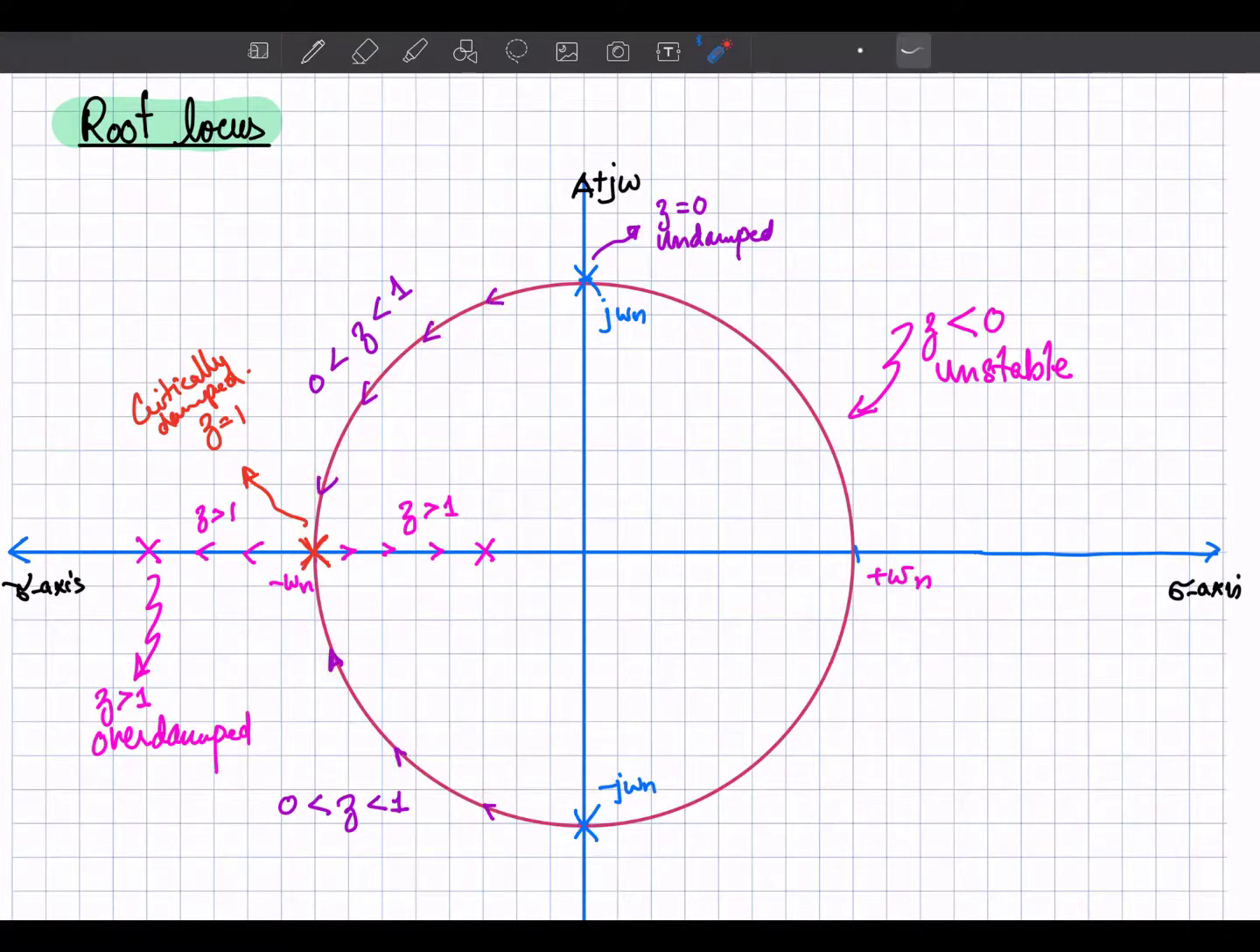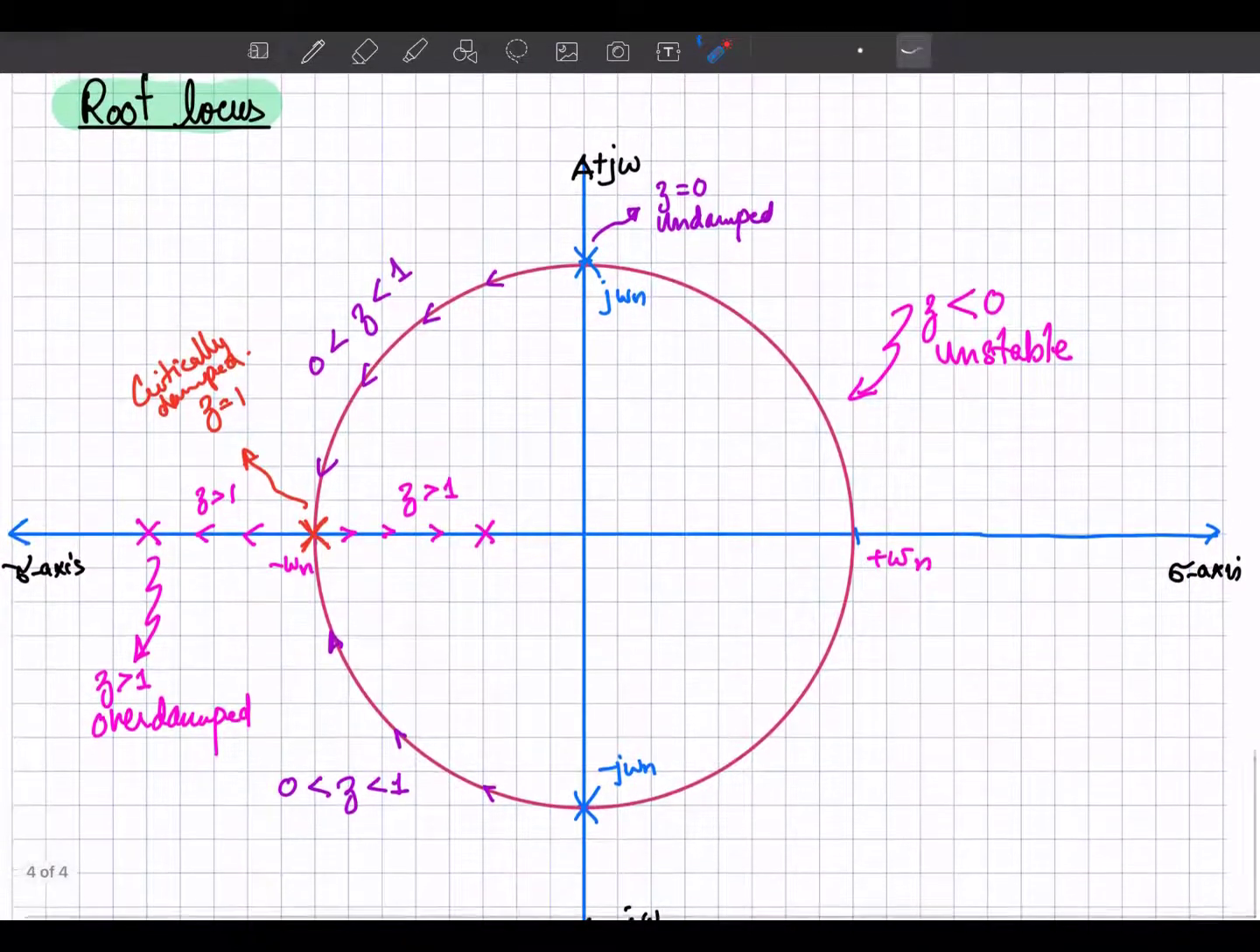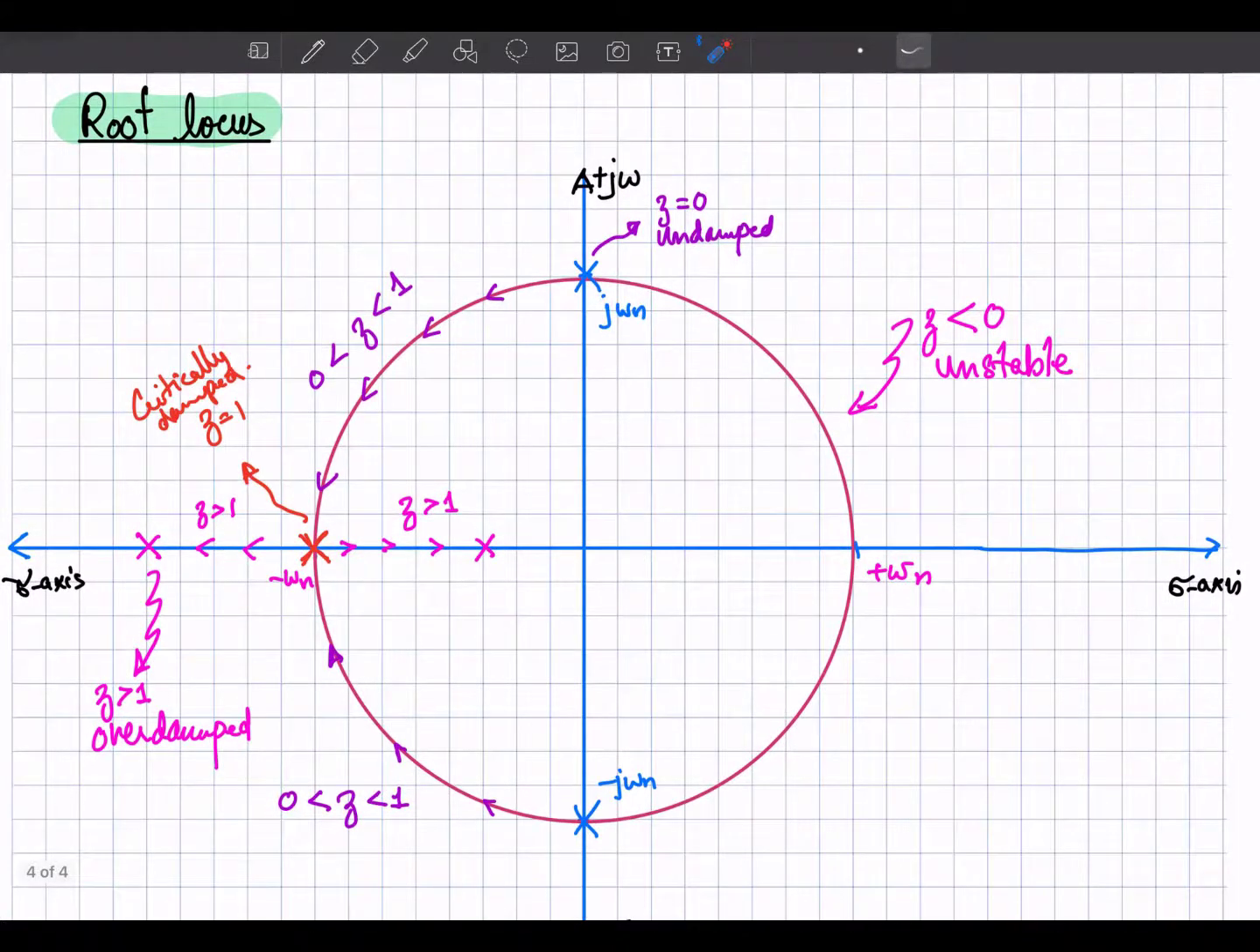So this is the locus of the roots or the poles. With the variation of the zeta starting from 0, when zeta is 0, your poles are over the imaginary axis and they move and travel like this, and the response of your system changes. So this is the root locus of the poles of your second order system.